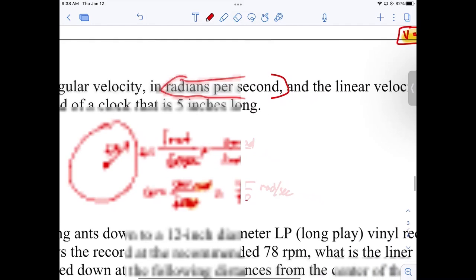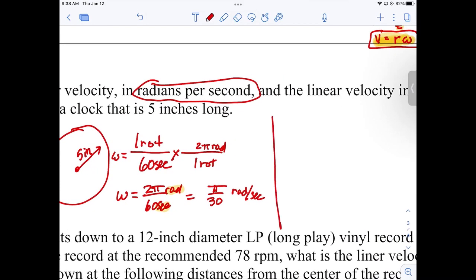And now if I want to figure out the linear velocity right out here, if I was sitting on the tip of this little second hand going around, how fast would I be going if it was a ride? Well, that's the linear velocity, and it's r omega. So I can just plug in now. That's 5 inches times omega, which is pi 30ths radians per second.